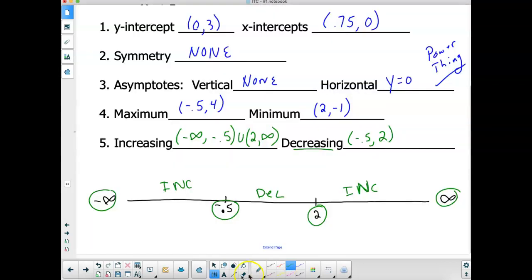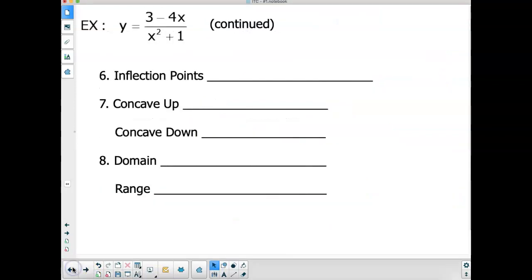Okay. Now the next thing we're going to do here. Had a clicking issue again, but the last thing we're going to do here is find points of inflection and then give the intervals of concave up, concave down. Okay, and then domain and range.